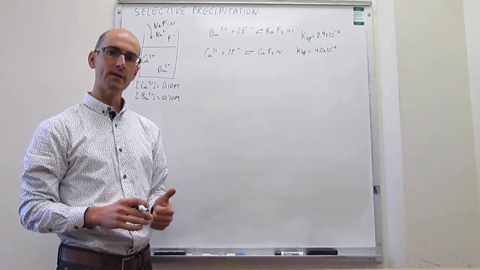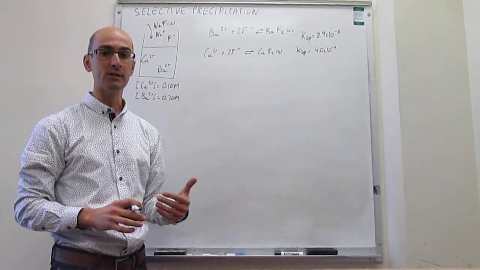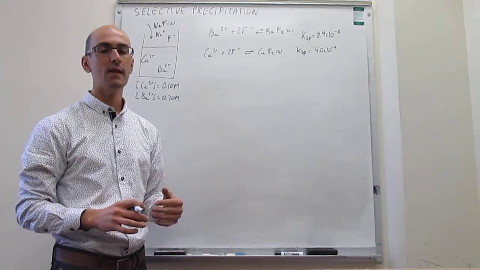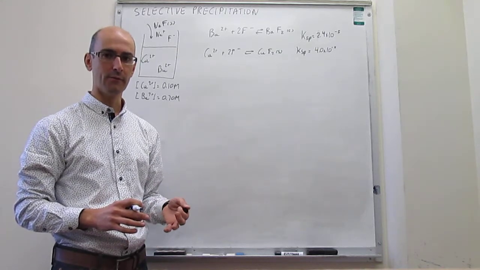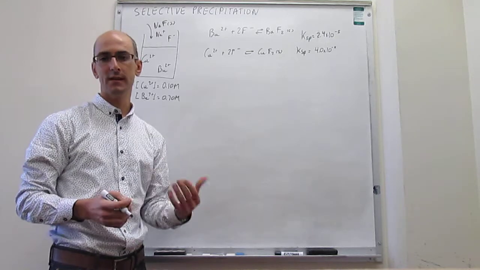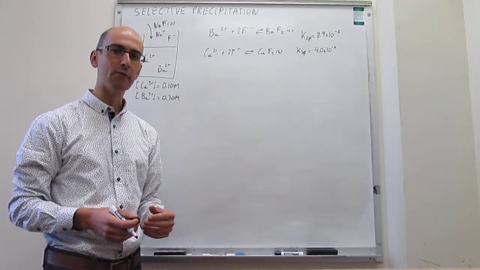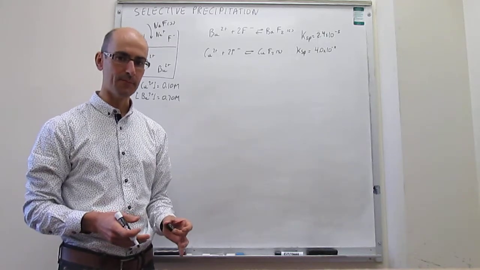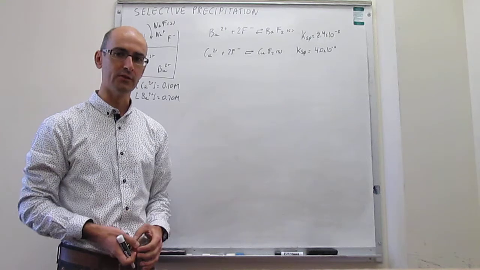First, what is the concentration of fluoride minus at which you start to see precipitation of calcium fluoride? Then what is the concentration of fluoride minus at which you start to see precipitation of the barium fluoride? And then, because calcium will precipitate first, how much calcium is left over before barium starts precipitating? Let's do each one of those problems in turn.